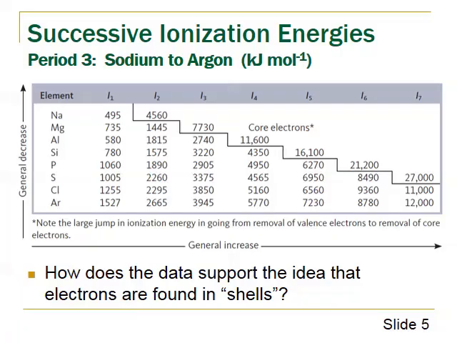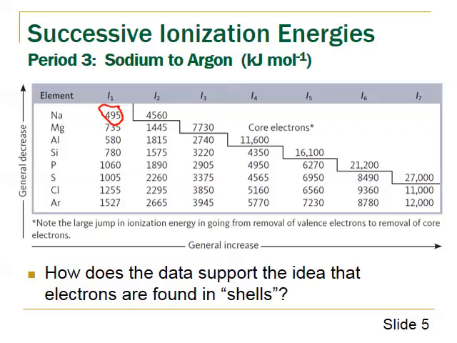Here's another way to look at that. From sodium now across to argon, the next 8 elements. Sodium, can you tell from this table how many valence electrons sodium would have to have? Well, for sodium, the first ionization energy 495, the second 4500. So there's a big jump after the first ionization energy. Sodium has 1 valence electron.